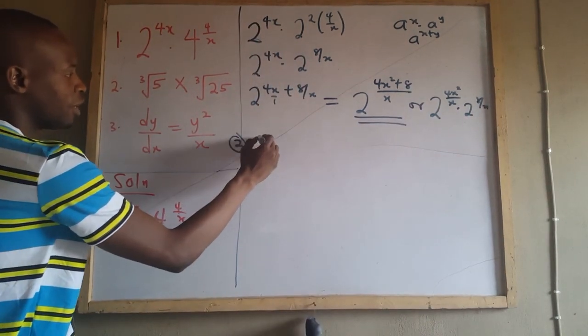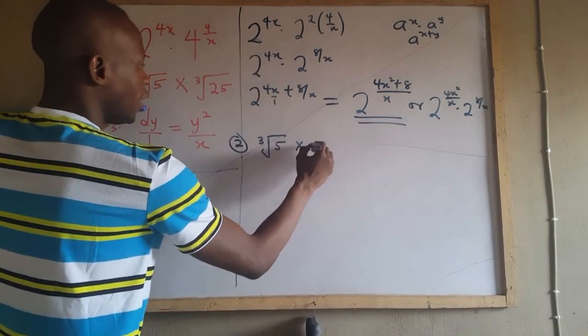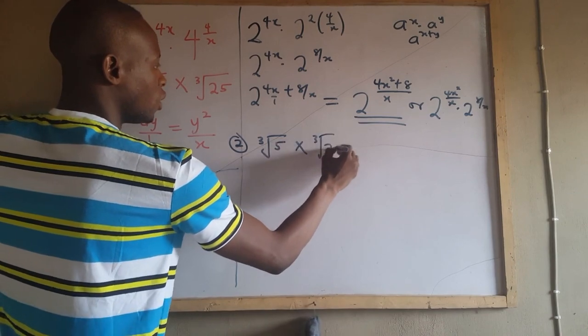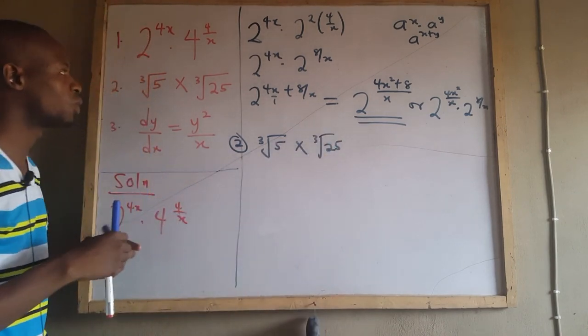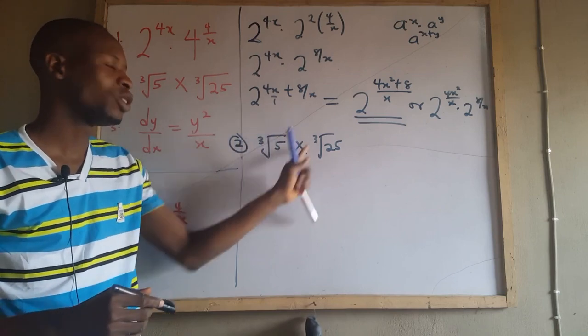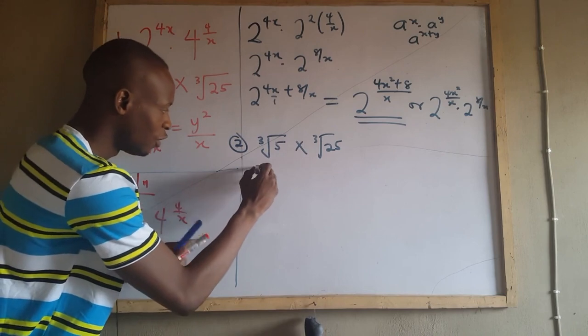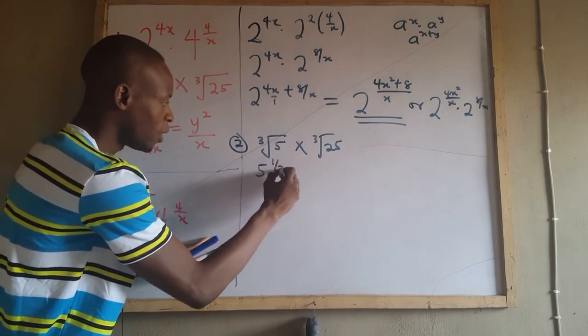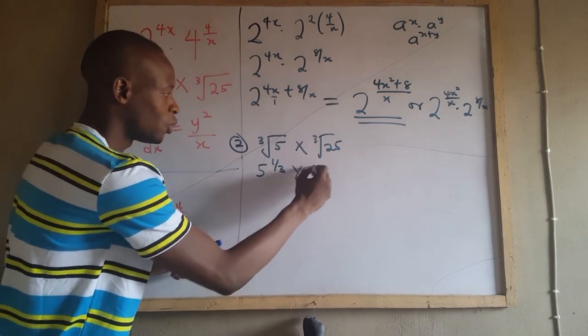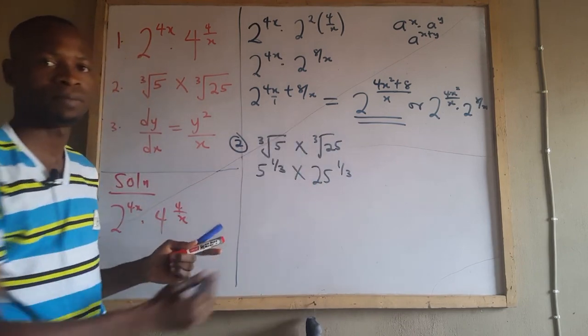Now, the second question quickly. We have cube root of 5 multiplied by cube root of 25. Now, how do we tackle this question here? You can easily change this question to another form. According to the law of indices again, 5 raised to power 1 over 3 multiplied by 25 raised to power 1 over 3, because this and this are the same.